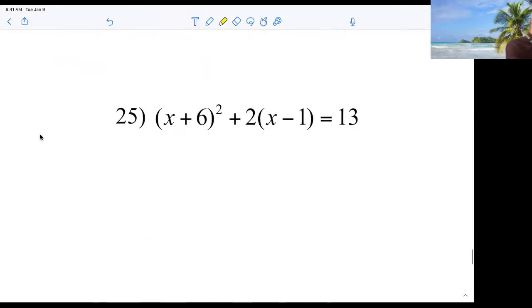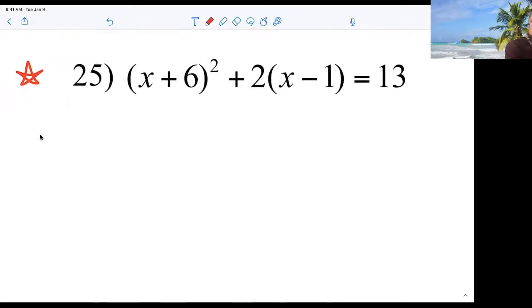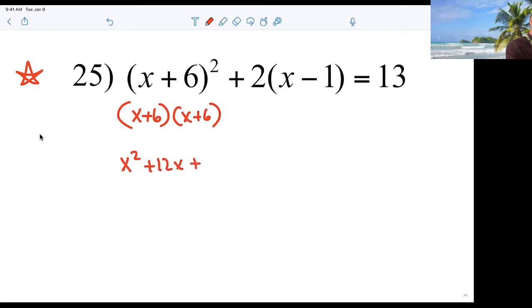All right, 25. Everybody put a star by 25. This one is annoying. All right, super annoying. We have to square x plus 6. So let's practice that. x plus 6 times x plus 6. Wouldn't it just be x squared plus 12x plus 36? If you learn that little technique, it'll save you much time. And then distribute the 2.